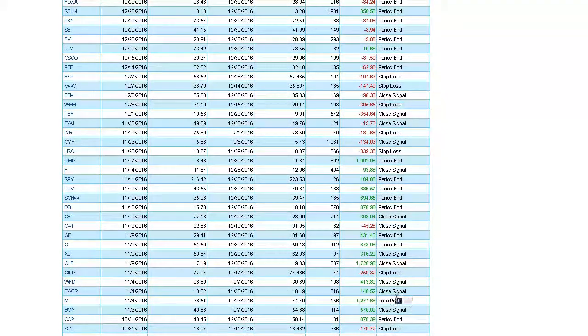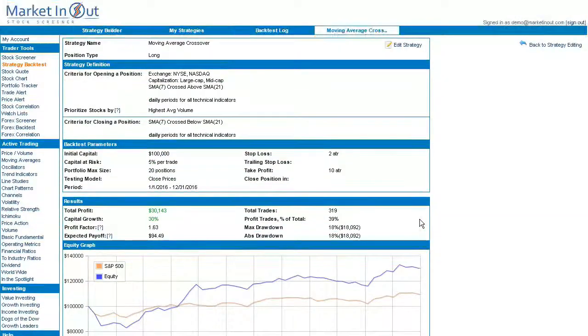Take profit means we close a profitable position which reached the take profit level to lock in the profit. Period end means the position was forcibly closed by the trading simulator on the last day of the test time period, which was previously specified in the Backtest parameter section. Let's return to the strategy definition page by clicking on the Edit Strategy link.